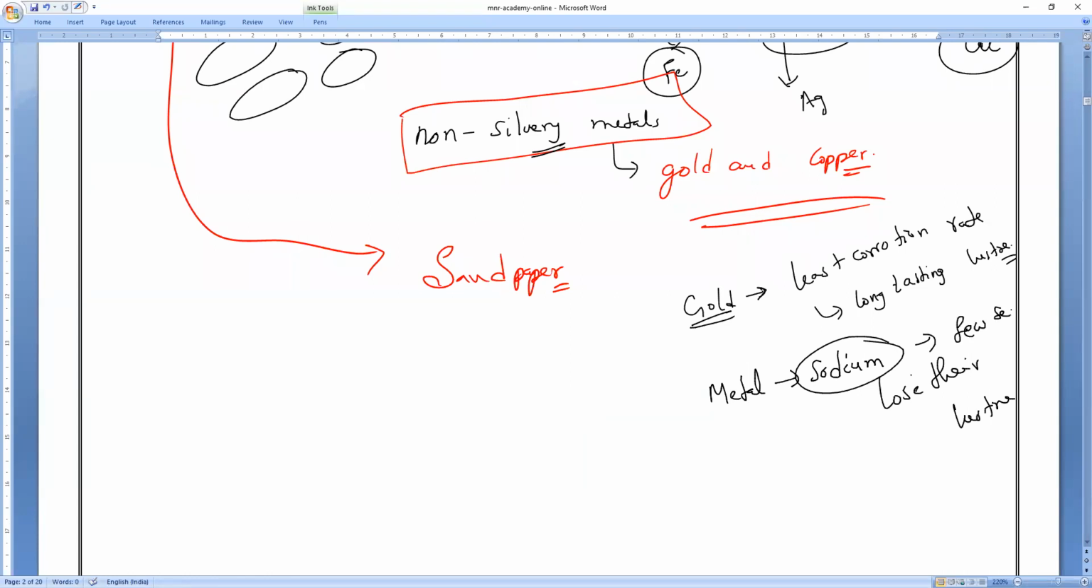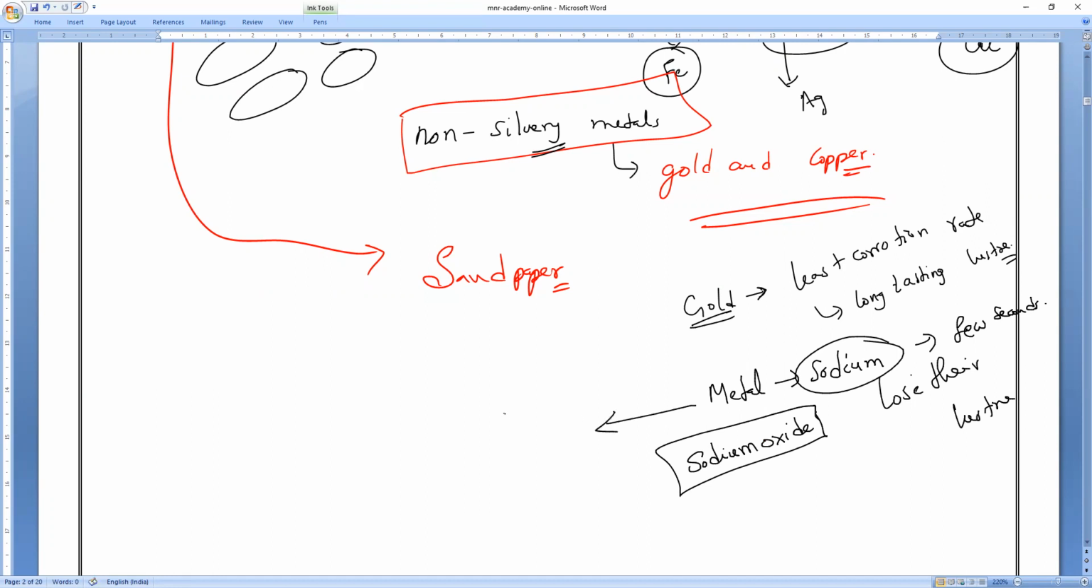You can understand, everybody? Suppose you cut the sodium metal with a knife, it will show a grayish color. But as soon as it is exposed to air, it will form a white coating on the grayish color due to the formation of an oxide. What is that? Sodium oxide, because sodium is extremely highly reactive.